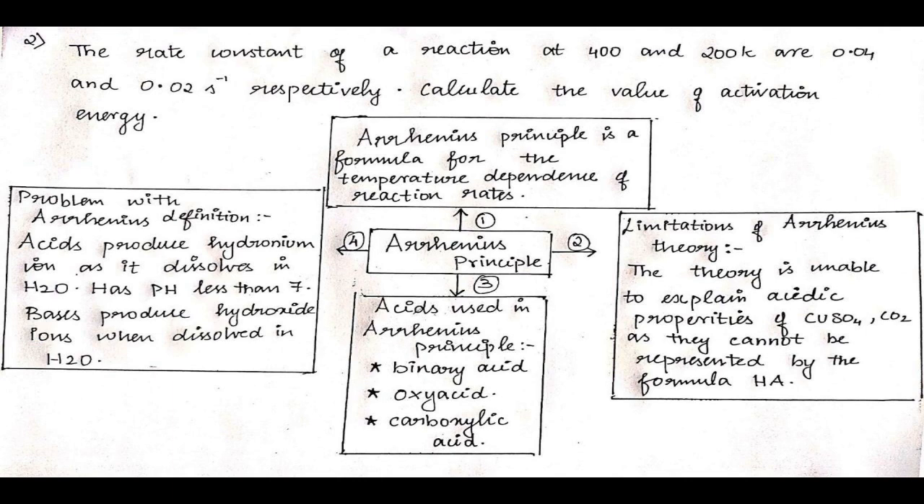Fourth, problems with Arrhenius definition. Acids produce hydronium ions as they dissolve in water, and have pH less than 7. Bases produce hydroxide ions when dissolved in water.